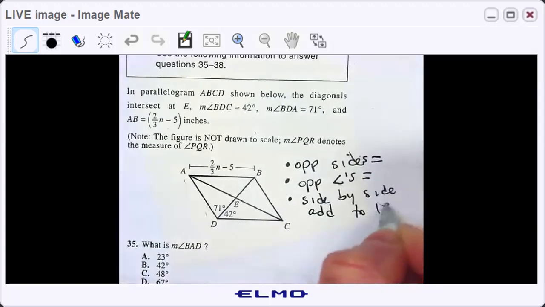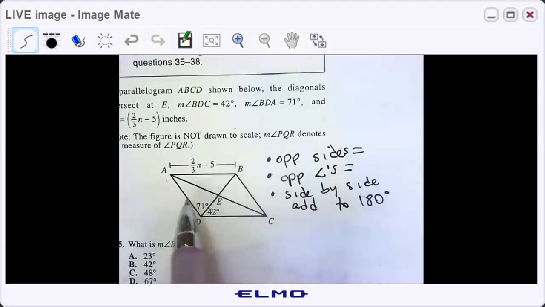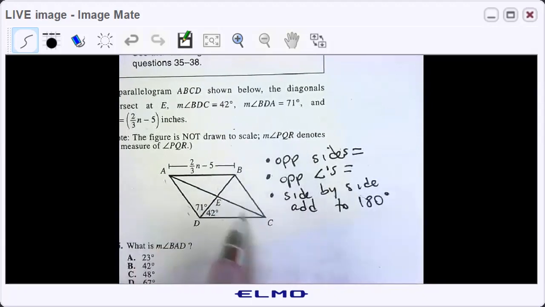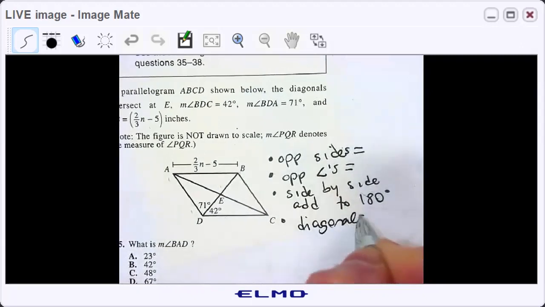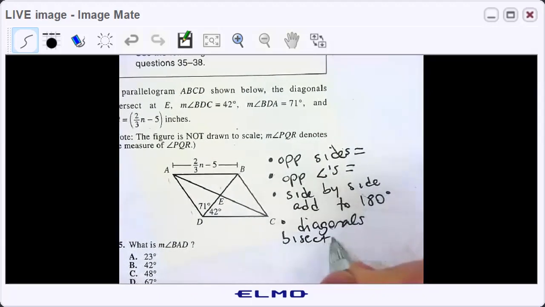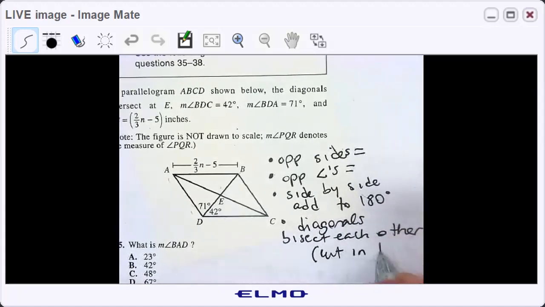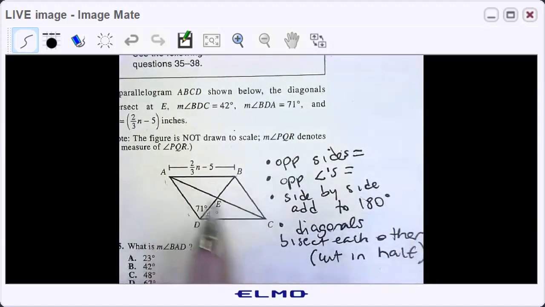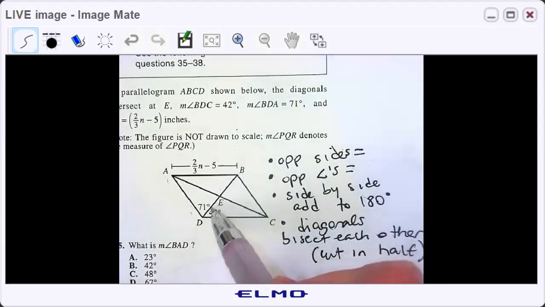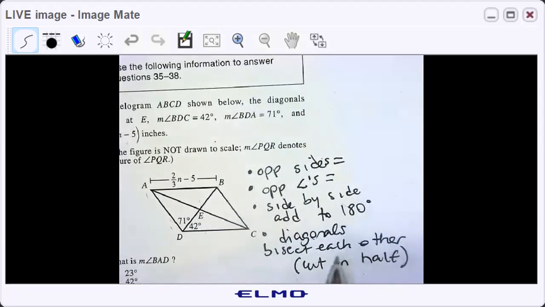They're supplementary. And then the last property has to do with these diagonals that come across, A to C and B to D. Those diagonals bisect each other. A simple word for that is cut each other in half. So for instance, if A to C was 12, when I connected D to B and it crossed over here at point E, it would split it into 6 and 6. So that's what I mean by this last property.